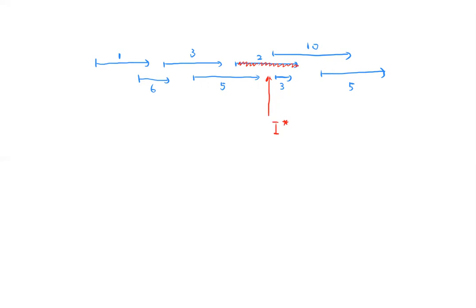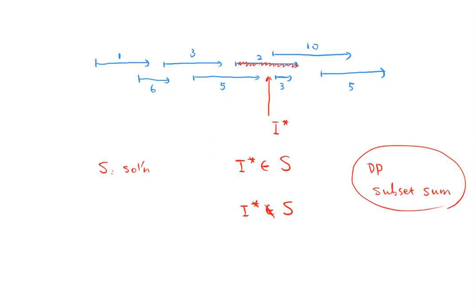Now consider our solution. Eventually say S is our solution. So consider this activity with respect to our solution. So there are only two possibilities, right? Either I star belongs to our solution or this one does not belong to our solution. And recall our dynamic programming algorithm for subset sum. So actually that one can be used as a template for many problems that can be solved by dynamic programming.